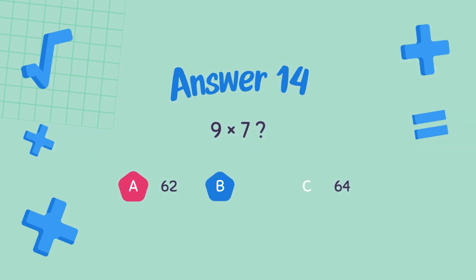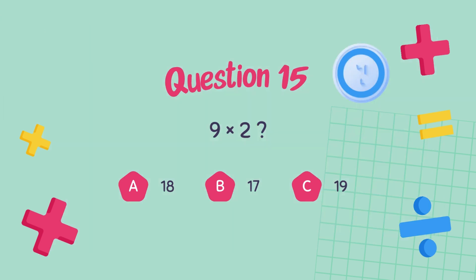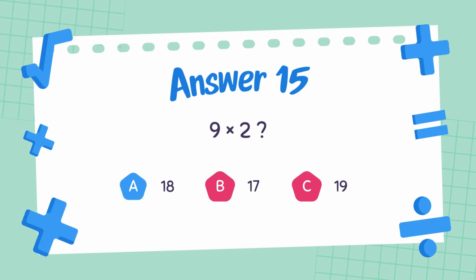Keep it up. Question 15. What is 9 times 2? Is it A, 18, B, 17, or C, 19? The answer is A, 18.